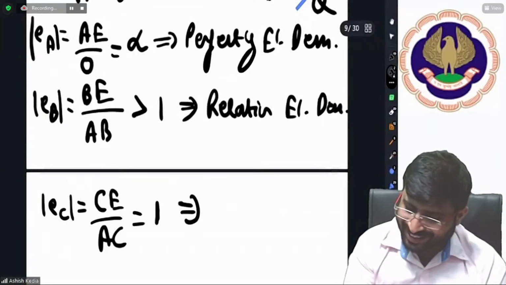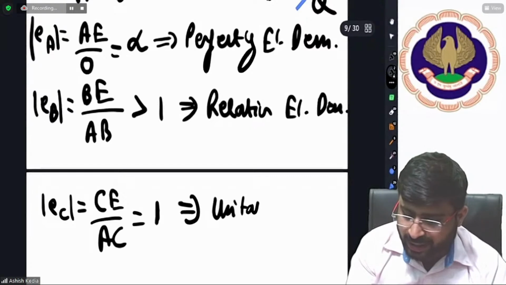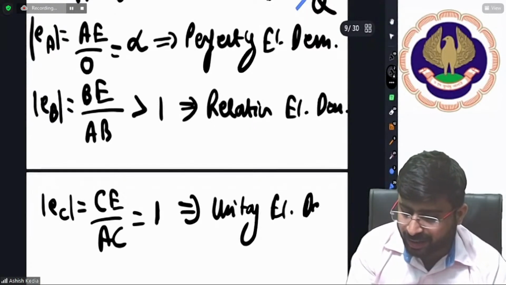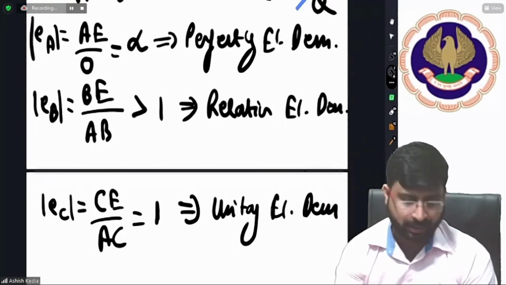When the value of elasticity is 1, what did we study? It's called unitary elastic demand. Remember, this is another method of calculating price elasticity of demand only.